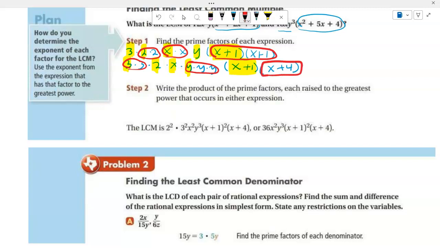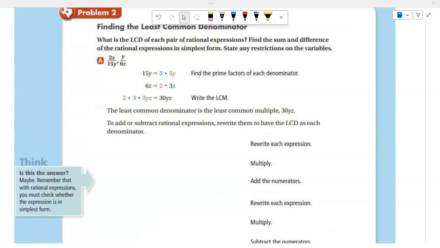So our LCM is going to be 3 squared times 2 squared times x squared times y cubed, x plus 1 squared, times x plus 4. So it's right here. What is the LCD of each pair of rational expressions? Find the sum and difference of the rational expressions in simplest form.